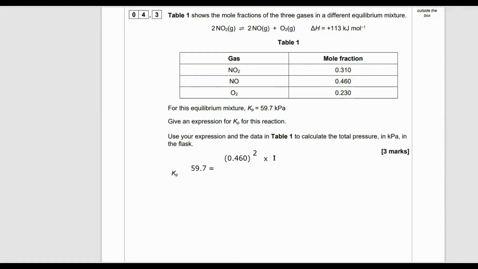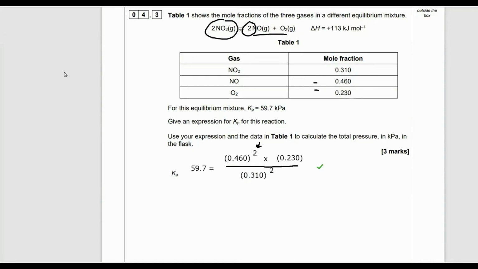Well, we can do 0.460 to the power of 2, and that's the total pressure times that mole fraction. So I could put a P here, P times 0.460 to the power of 2, and then P times 0.230. And then I can divide that by the reactants, which is 2 lots of nitrogen dioxide. So we're going to put bracket 0.310 to the 2 in the bottom there. And that is our Kp, which is 59.7, and that's what it should equal.